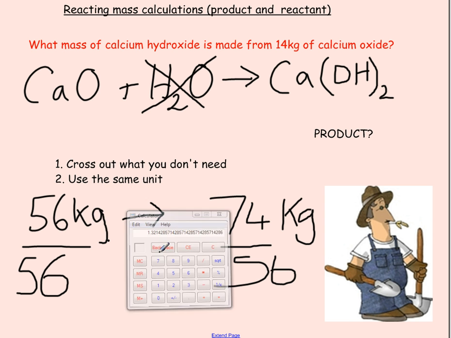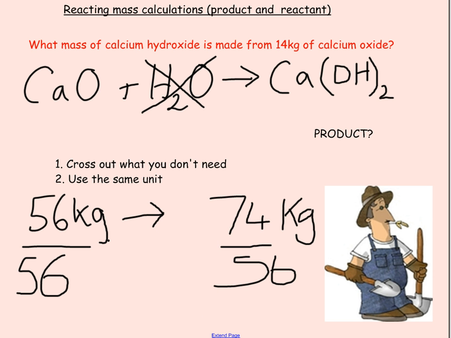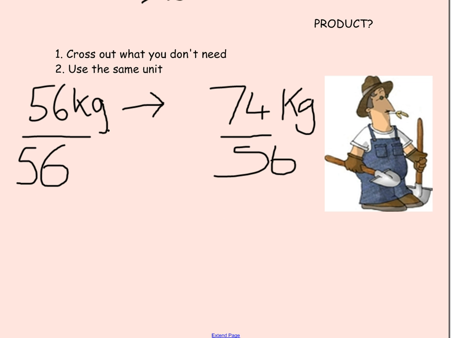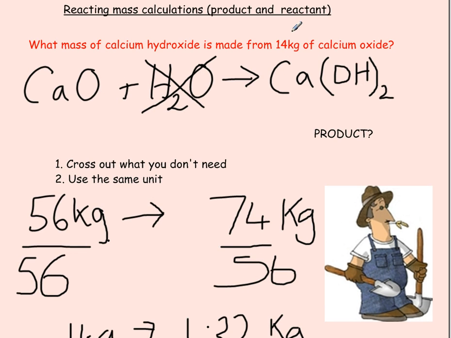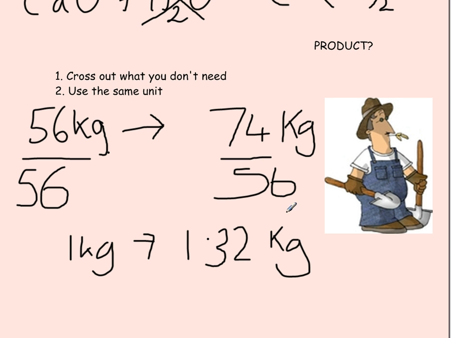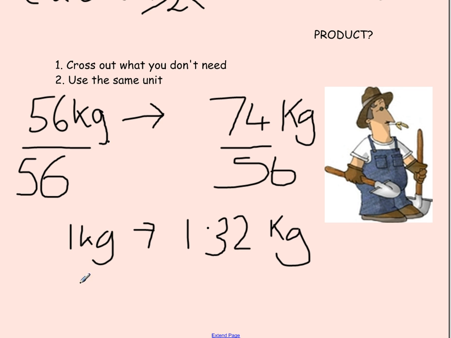1.32. So we can say 1 kilogram equals 1.32 kilograms of that. Now I want to know how much 14 kilograms makes. So here's what 1 does. So guess what you do? You times that by 14.